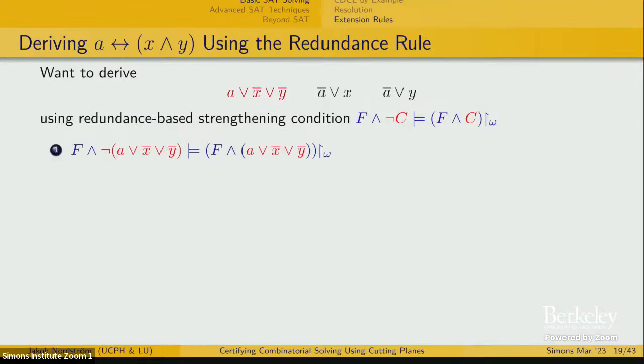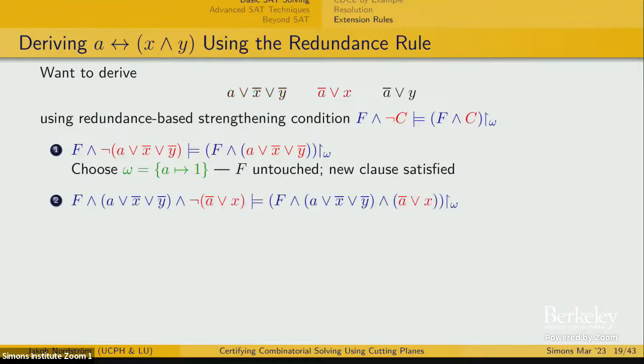Note that it's very important that you can't guess omega, so I have to tell you what it is. Suppose I want to derive these clauses in order. First, I want to derive A or not X or not Y, where A is fresh. My witness will set A to true. Now you realize that nothing happens to F. And on the right-hand side, the witness sets the clause to true so that it vanishes, so I don't have to prove anything. So now I have derived this clause by the redundance-based strengthening rule.